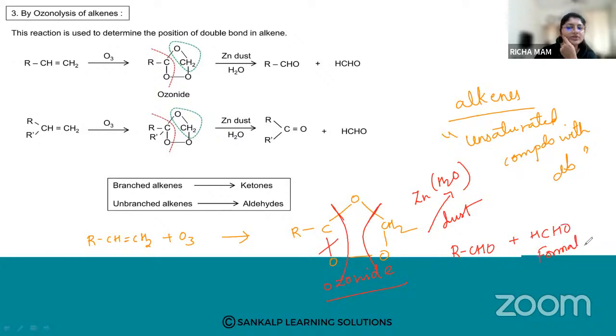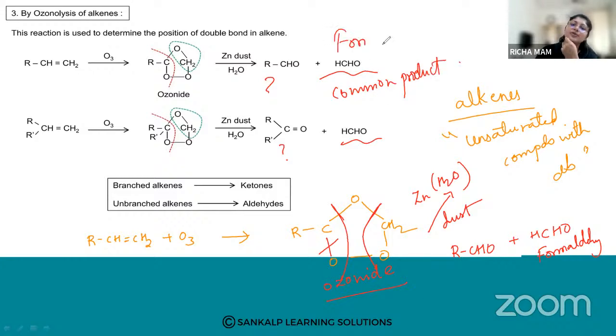So formaldehyde is a common product which we are going to obtain when we are doing ozonolysis of alkene. This is a common product. This is formaldehyde.